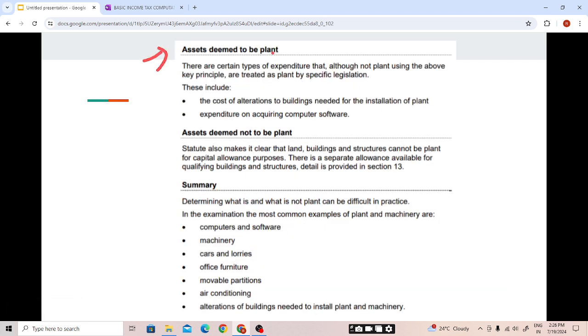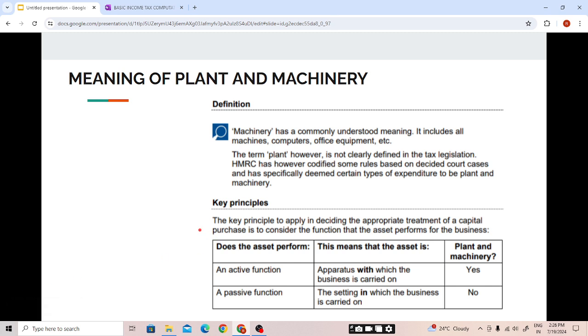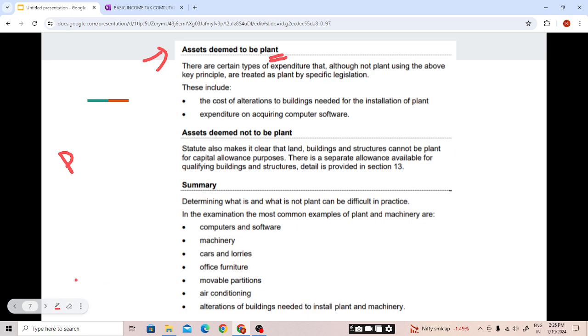Assets deemed to be plant. We have seen the special rule, the key principles to determine whether the asset is plant or machinery. But HMRC has specifically deemed certain types of expenditure to be plant and machinery. There are certain types of expenditure that, although not plant using the above key principles, are treated as plant by specific legislation.